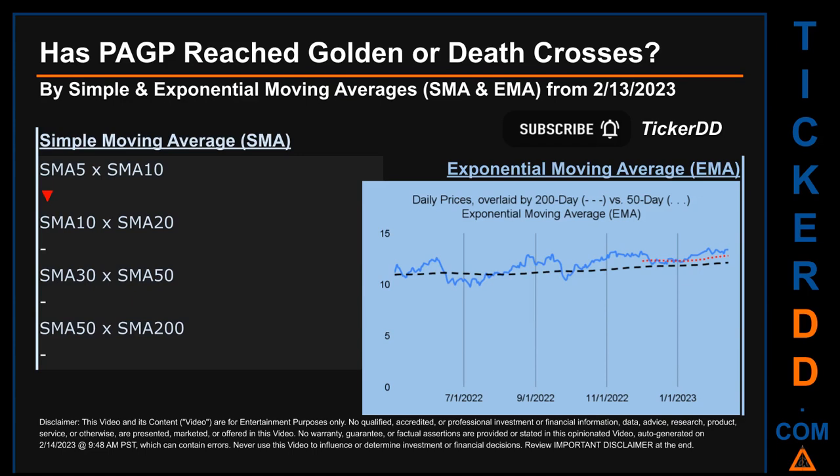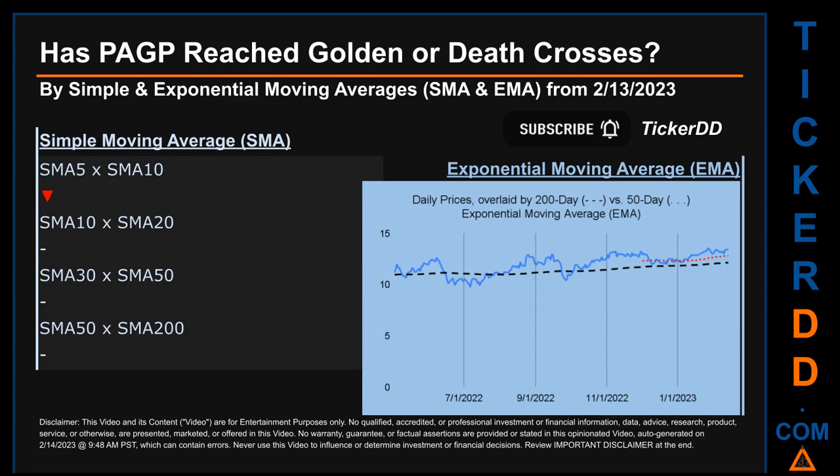Has PAGP price reached golden or death crosses? Golden cross and death cross are basic signals that compare average prices across two specified trade day ranges, a short-term versus a long-term range. For example, 5-day versus 10 trade days. Essentially, a golden cross is a bullish signal. It appears when a ticker's short-term moving average crosses above its long-term average. Vice versa, a death cross is a bearish signal when the short-term crosses below its long-term moving average.